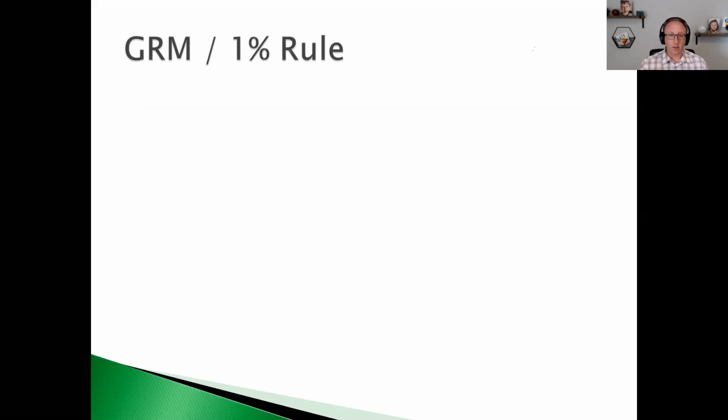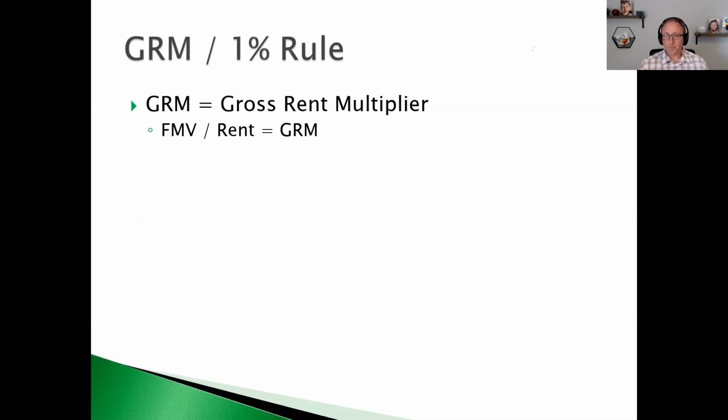So let's paint this picture a little bit. Again, with that same deal, $200,000 was the value of that property I bought, and it rented for $1,896 a month. So the GRM, the gross rent multiplier, is a 105. Okay, that's how we would say that. It's a 105 GRM, or GRM is 105, gross rent multiplier of 105, right? That's kind of how we say that.